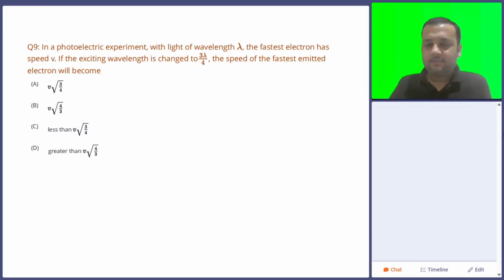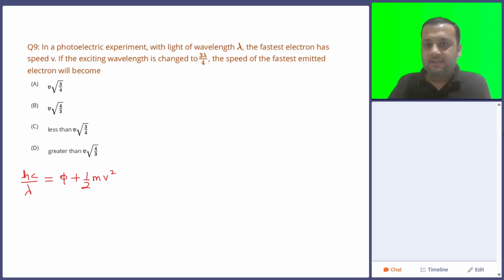In a photoelectric experiment with light of wavelength lambda, the fastest electron had a speed v. When the wavelength is changed to 3 lambda by 4, the speed of the fastest electron will become? So in the first case, when the wavelength of the photon is lambda, using Einstein's equation I can write hc by lambda, which is the energy of the photon, equals phi plus K max. And K max we can write as half m v squared, where v is the speed of the fastest electron. So this is the equation for the first situation.